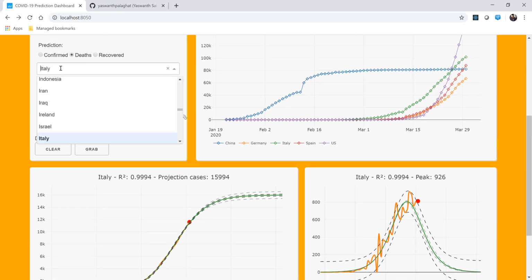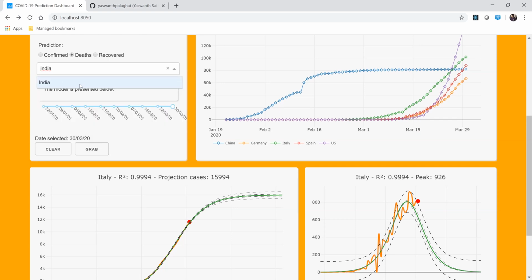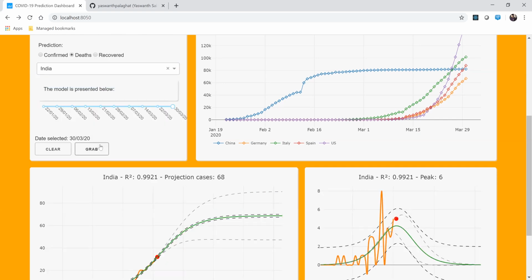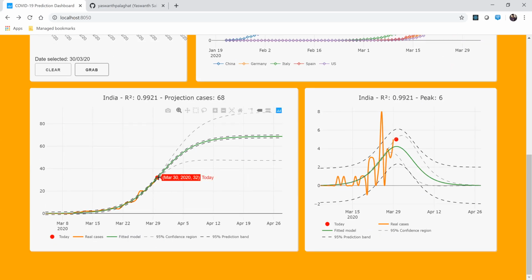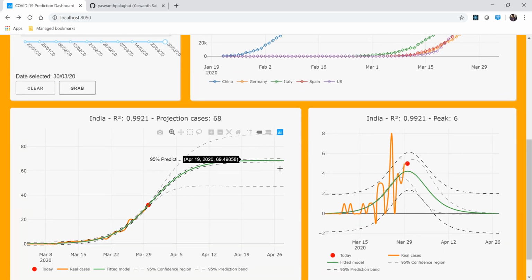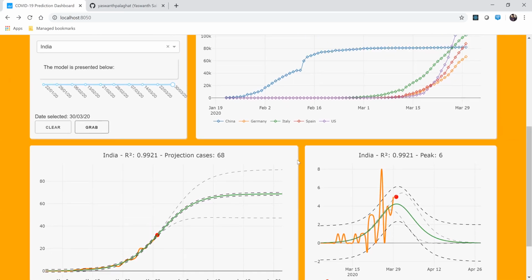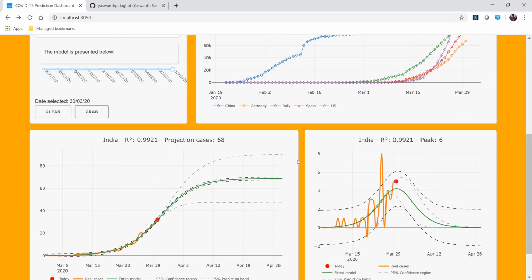We can also see the same within India, the deaths in India. At the moment, the deaths were 32 by March 30, and by April 5 it may go up to 55. By April 12 it may go up to 66, by April 19 to 69, and by the end of April to 70. It is a worst case scenario that may be predicted based on the present data.